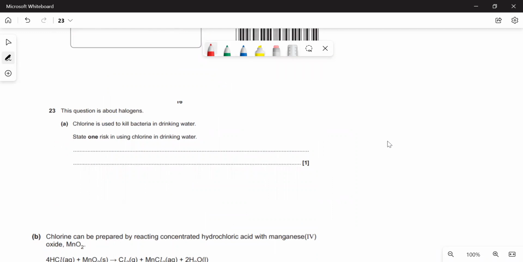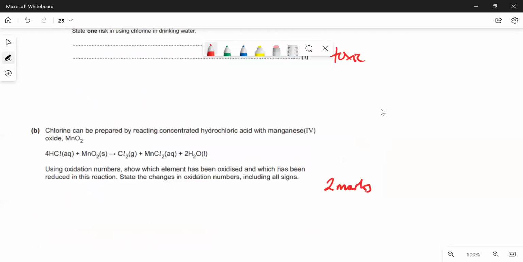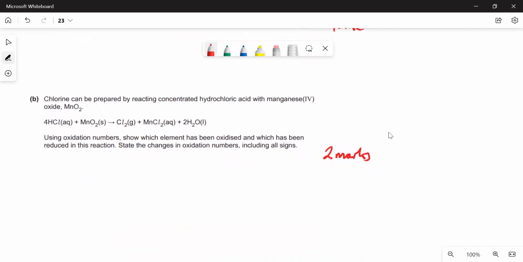Question about halogens. Chlorine is used to kill bacteria in drinking water. One risk in using chlorine: it is poisonous or toxic. That's fine. That's all you have to say. Okay, chlorine can be prepared by reacting concentrated hydrochloric acid with manganese(IV) oxide. They've told us what the oxidation number of manganese is there, which saves us a bit of time. Use oxidation numbers to show which element has been oxidized and which has been reduced in this reaction.